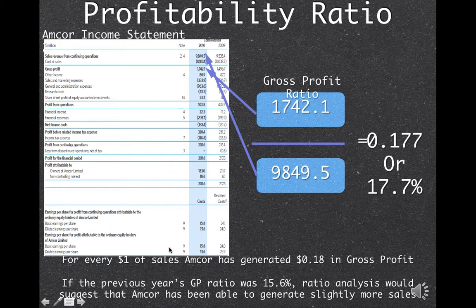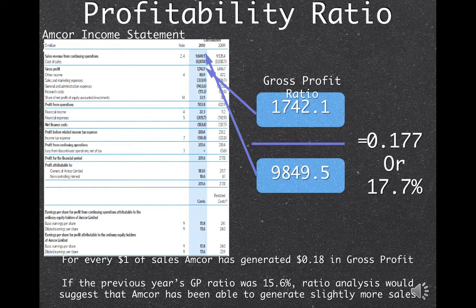That means for every $1 of sales, Amcor generates 18 cents in gross profit, 0.17. So 17.7% of all their sales is generated in profit.